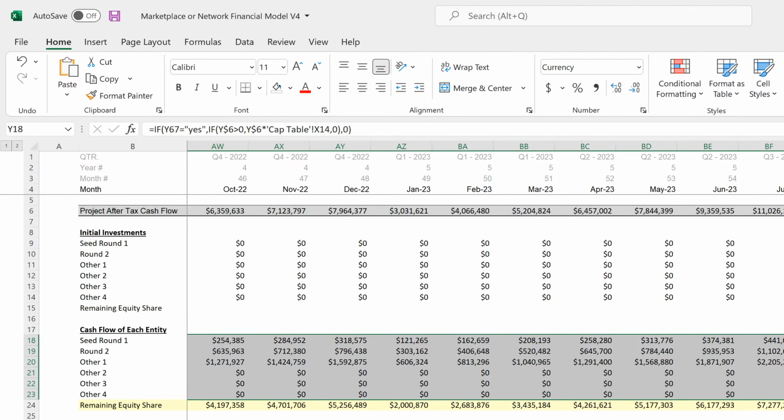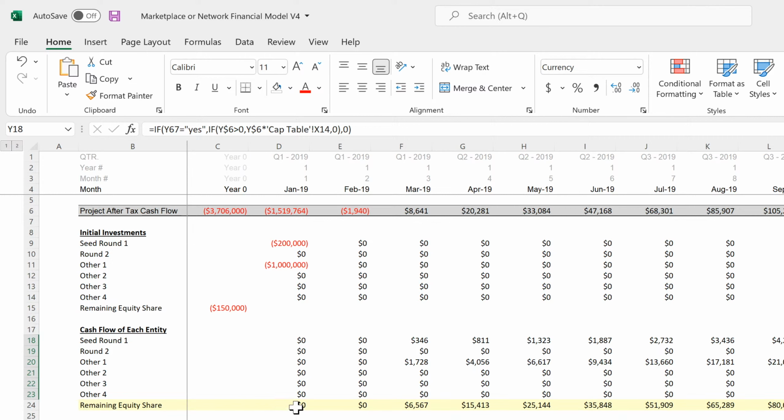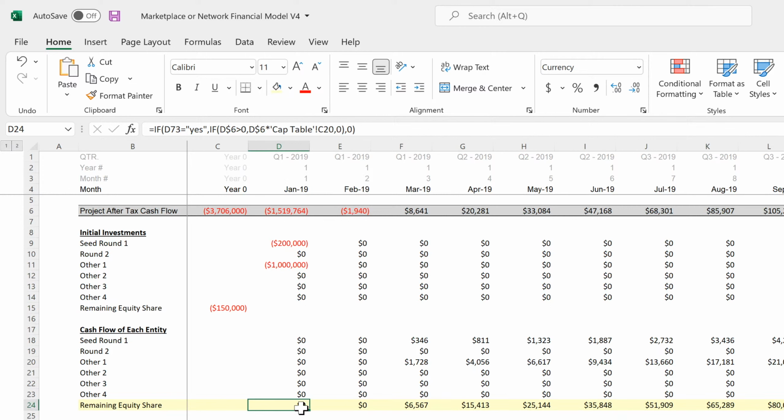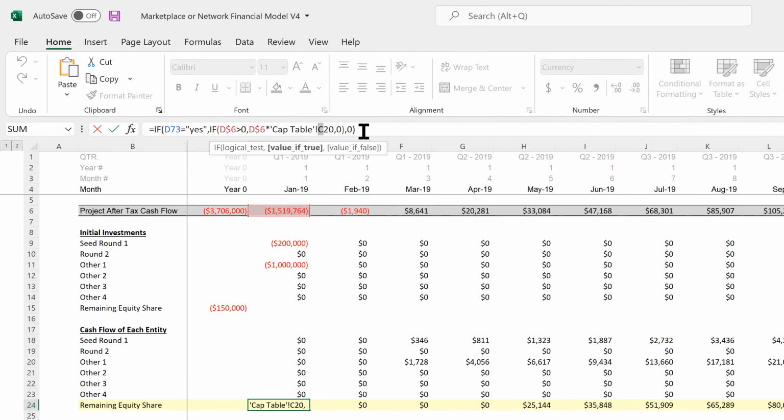So that's fine, and then this one we could just do. Actually, we just drag this right down. Oh, nope. Cap table G20. Wait, see.